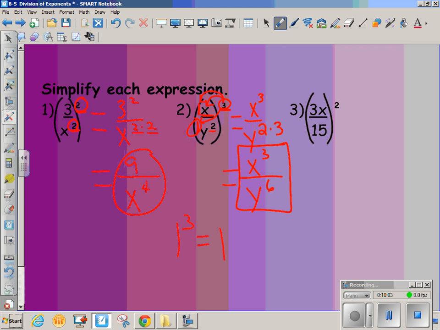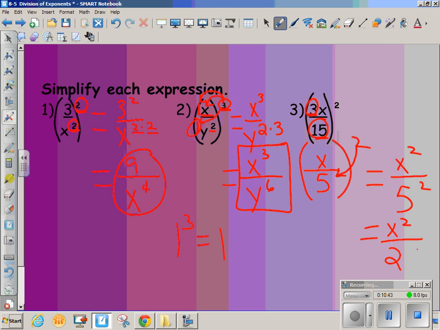But then came number 3. The first thing that I would do on number 3 is actually simplify, because I see a 3 and I see 15, and I know that I can take 3 into 15. So 3 over 15 would be x to the fifth, and then I'm going to raise that to the second power. So now that coefficient of 3 really just went away and it became a 1. So raising x over 5 to the second power means x squared on the numerator, and on the denominator we'd have 5 raised to the second. That ends up being x squared over 25.